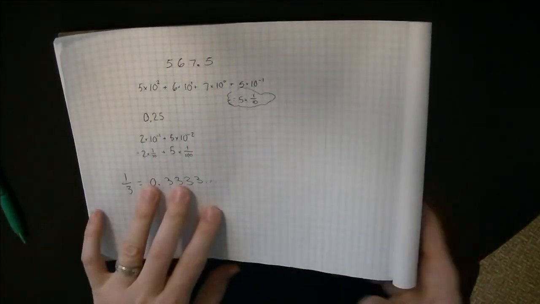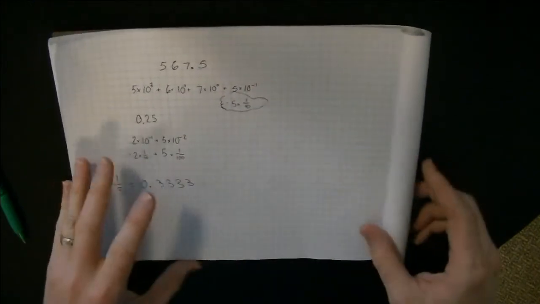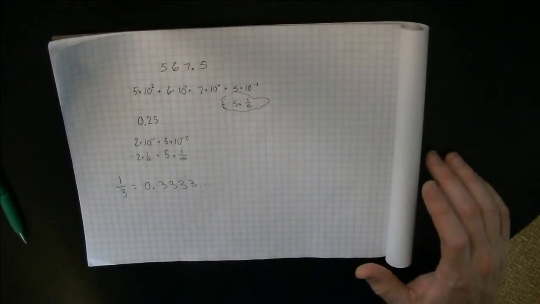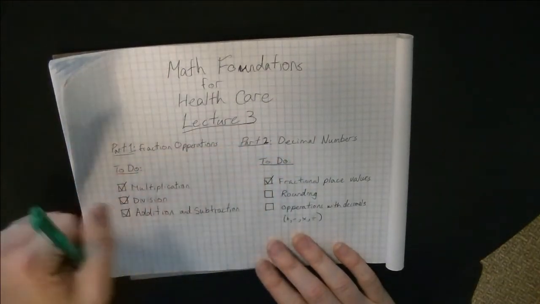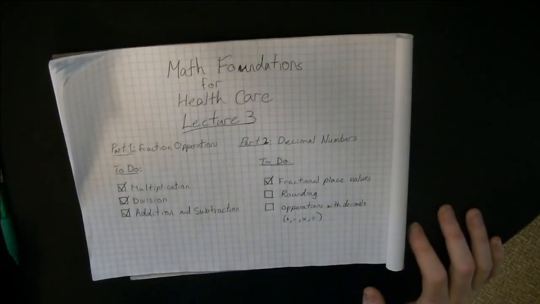So we should go back and check off what we've done so far. Okay, so we've covered fractional place values. All right, and now we're going on to rounding.